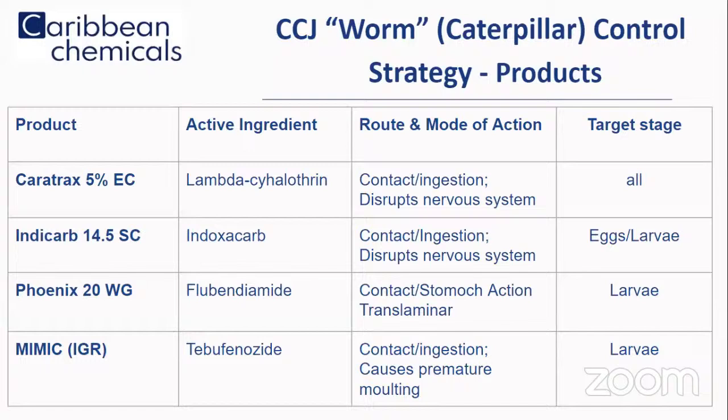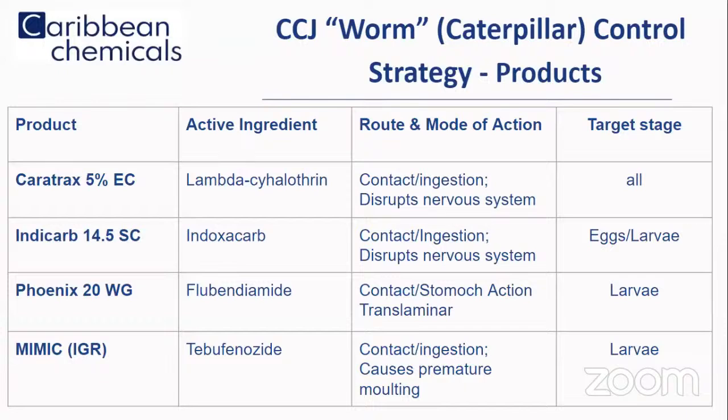So we have our Coratrax, which is a contact insecticide, and we position the Coratrax with the Mimic to bind. The Coratrax will get rid of the adult moth. Once we get rid of the adult, there will be no new eggs to lay. We combine that with the Mimic, and the Mimic will regulate growth, which will stop the feeding of the larvae, and this will cause them to starve and die.